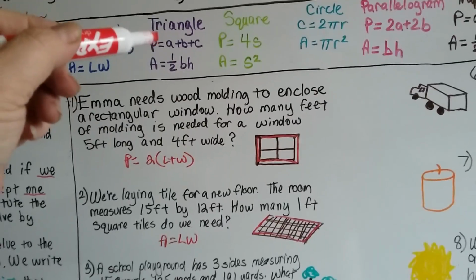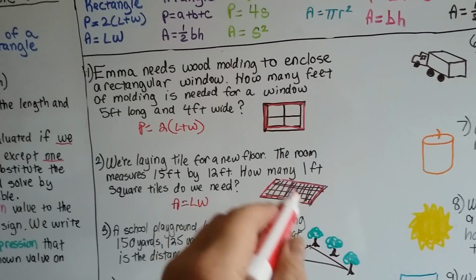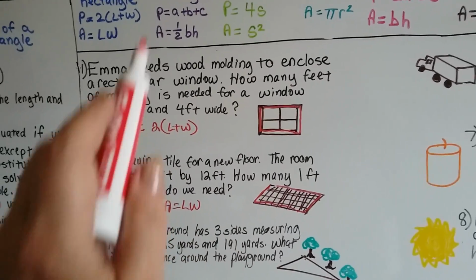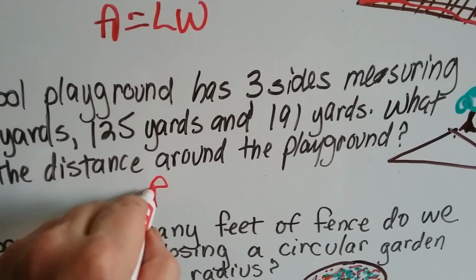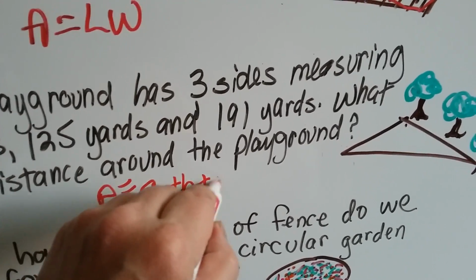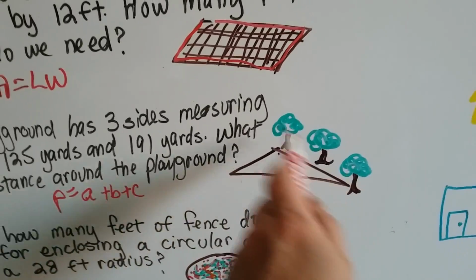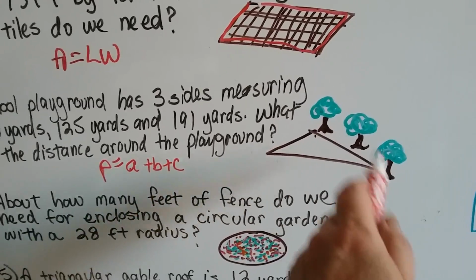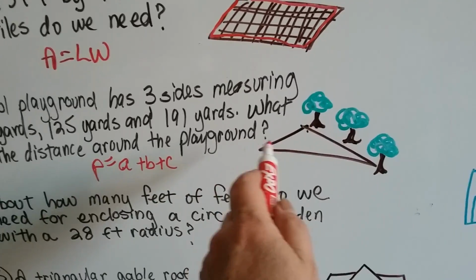Is it the perimeter of a triangle or the area of a triangle? Remember, area fills up the entire inside and the perimeter goes around the outside edge. We want perimeter. P equals A plus B plus C. Because we're going around the outside edge and counting it, aren't we? We're counting the 150 yards on one side, the 125 yards on the other, and the 191 yards, and we're going to add them all up together and know, like if we wanted to put a fence around it, right?